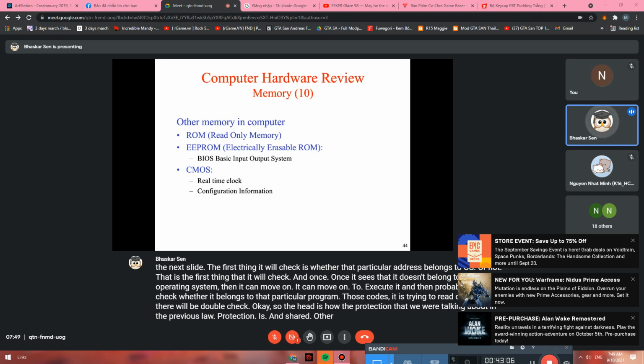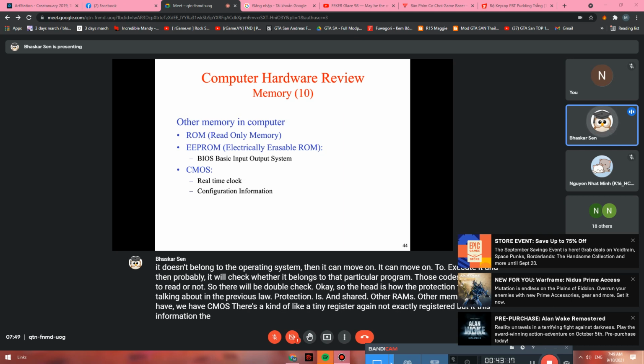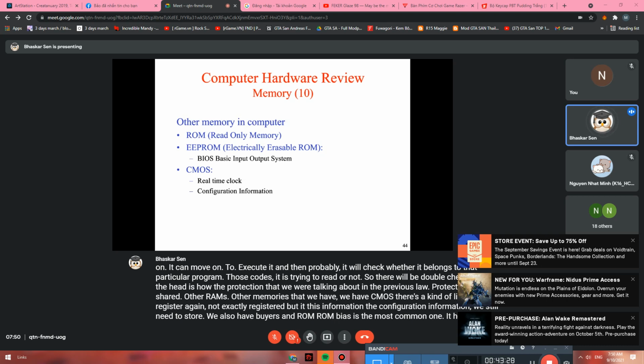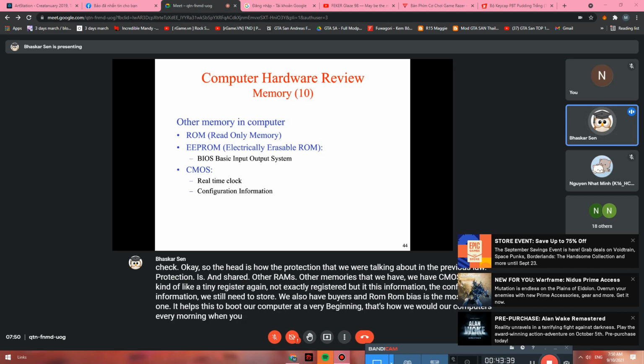Other memories that we have: CMOS. It is a kind of tiny register, again not exactly a register, but this configuration information we still need to store. We also have BIOS and ROM. ROM BIOS is the most common one that helps us to boot our computer at the very beginning. That's how we boot our computers every morning when you start your computer. So that is another one that we have.